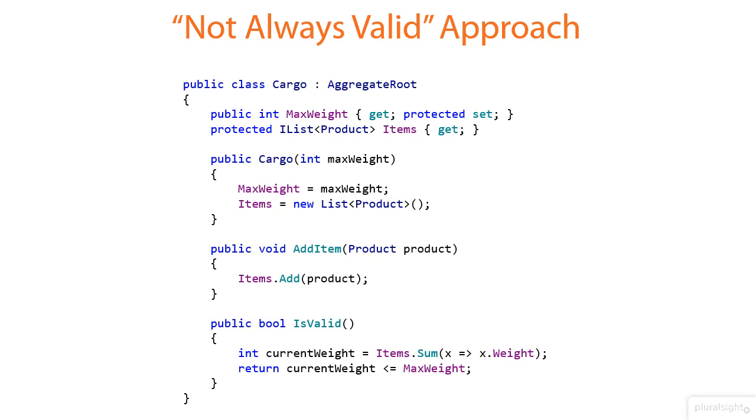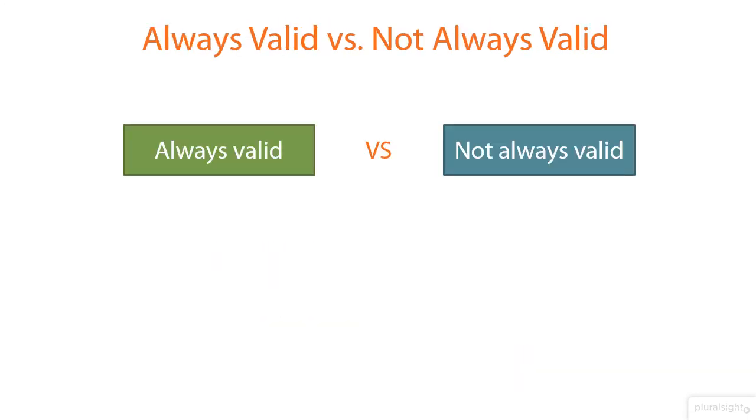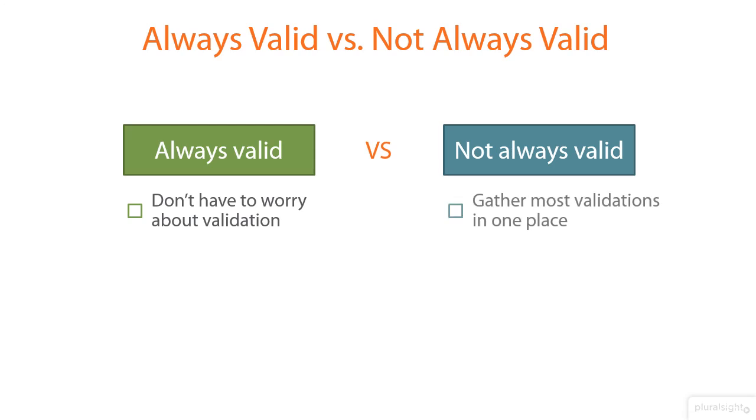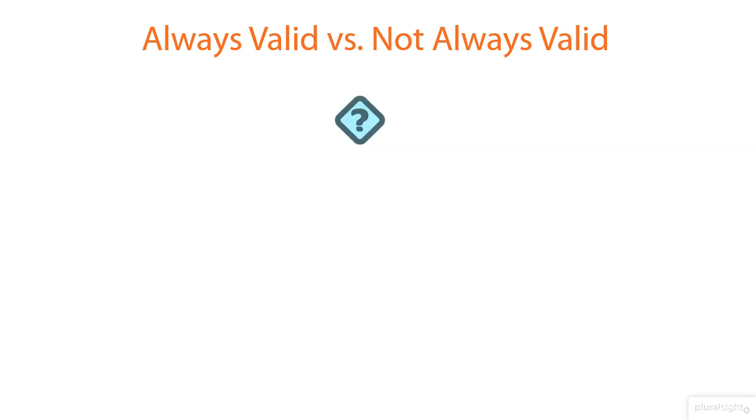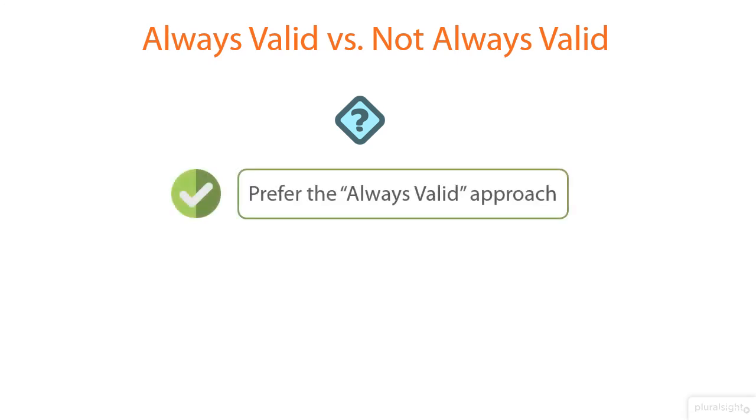Both techniques have their own pros and cons. The main benefit of the always valid approach is that we as programmers can be sure the objects we are working with always reside in a valid state whenever we accept them as input parameters or get them as a result of some operation. On the other hand, the not always valid approach allows us to gather most of the validations for an entity in a single place and thus simplify the validation logic. So what approach to choose and why? Despite the benefits that the not always valid approach provides, I strongly recommend you adhere to the always valid approach.